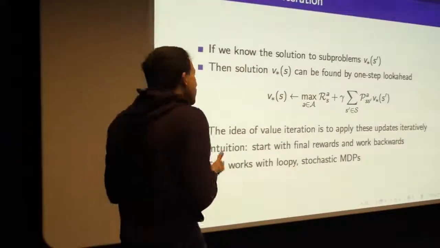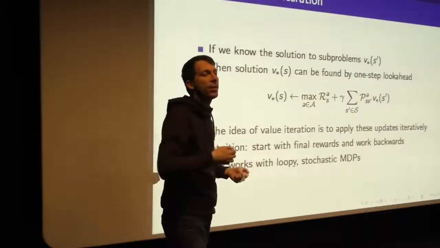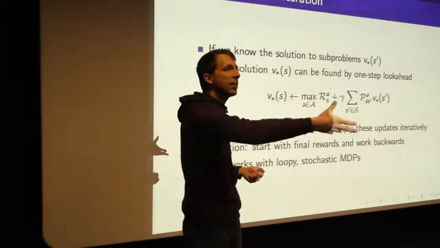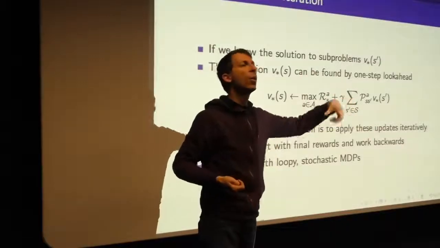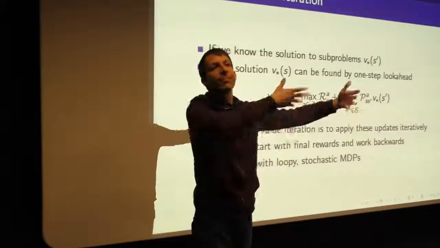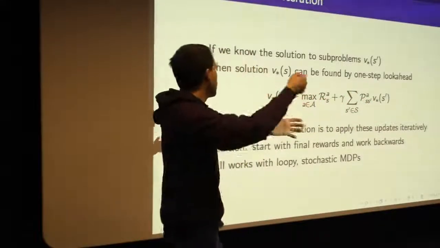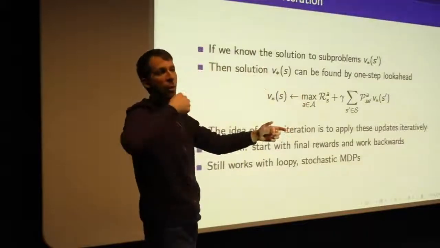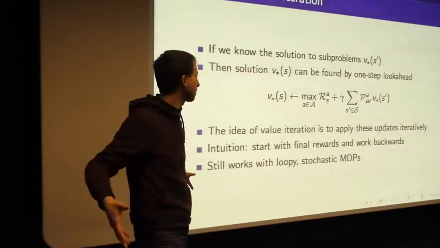So the intuition that helps understand how this works is that you start off at the end of your problem. Imagine that you start off at the end of your problem and someone tells you what the final reward is. Someone tells you, if you're one step away from the goal, then you're only going to get -1 for one step, for example. And then you work backwards, figuring out more and more of the optimal path until you figured out the optimal path all the way back.